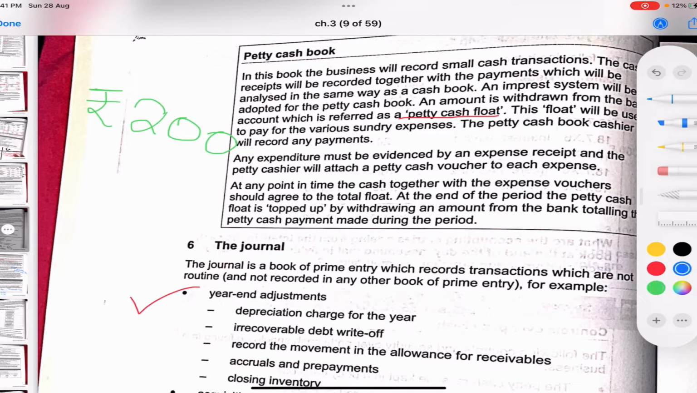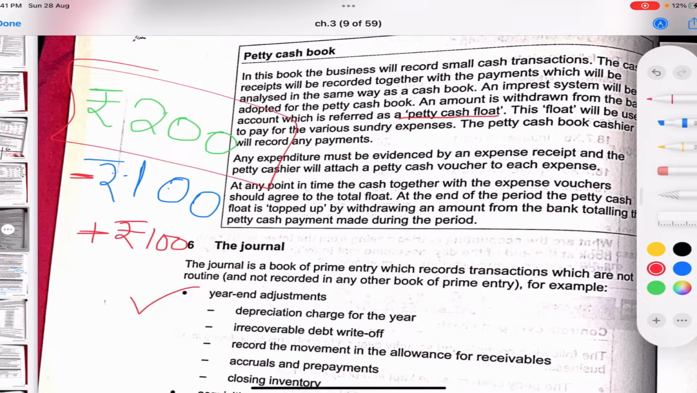In my petty cash I have used 100 rupees, so I've used up my 100 rupees. By the end of the period, I need to recharge my petty cash account. How much money will I recharge it with? Since I've used up 100 rupees, we will again put in 100 rupees so that the balance becomes 200 again, because you need to top up the initial balance by the end of the period. That's how the petty cash book system works.